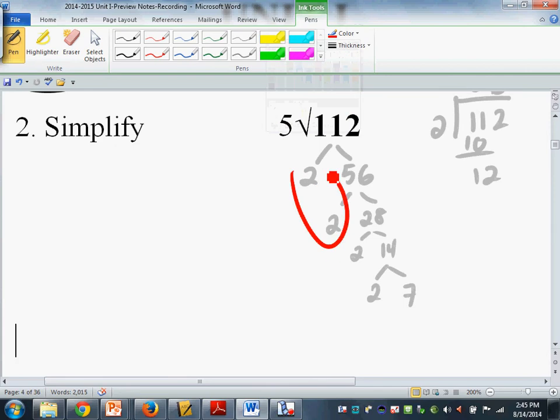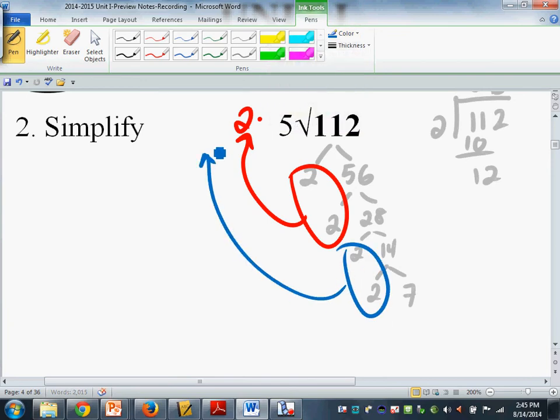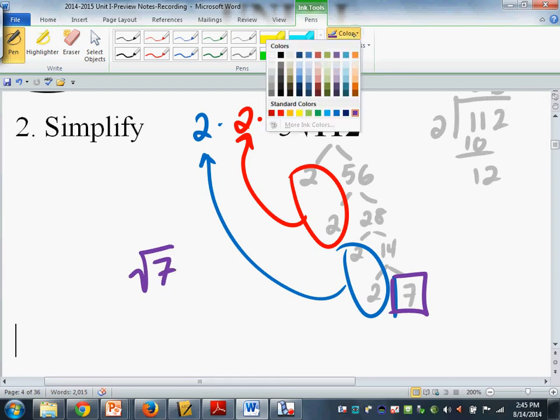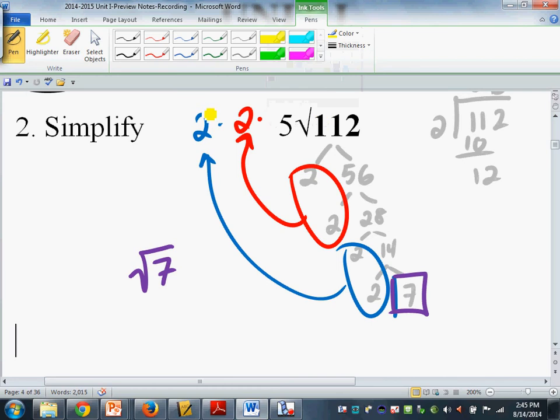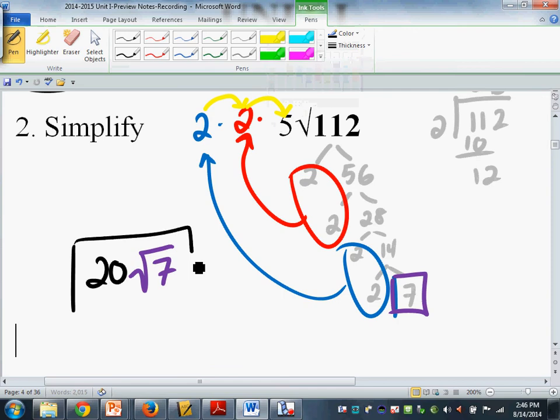Okay, now you want to look for your pairs, and we're going to pull out the pairs. So we have a pair of 2s, so we pull the 2s out. They come out as a single 2. And then we have another pair of 2s. They're going to come out as a single 2. And 7 has no pair. So 7's going to stay under the radical sign. So just right now you put root 7. And then these guys on the outside we multiply. So we're going to do 2 times 2, which is 4, times 5, which is 20. So there's your answer there, 20 root 7.